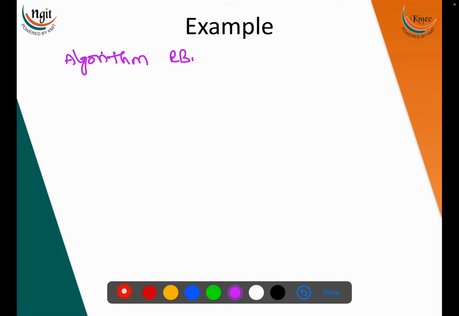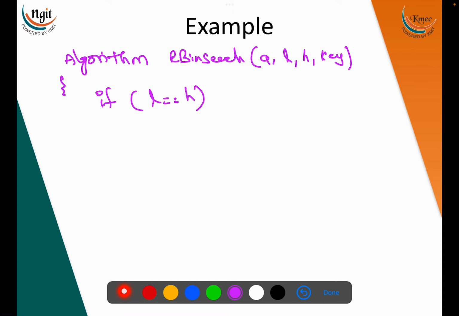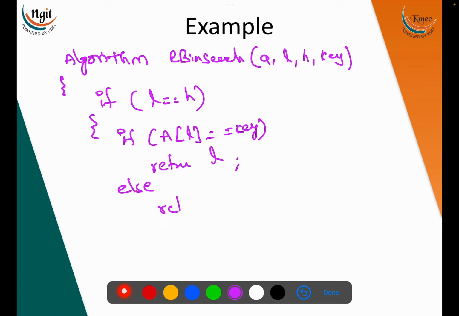So I'm taking recursive binary search with parameters A, L, H, comma, key element. If low double equal to H, that means my list has only a single element. If the list is only a single element, let's find out whether that element is the key element or not. If it is the key element, return that element. If not, return 0, correct? Now the else condition.